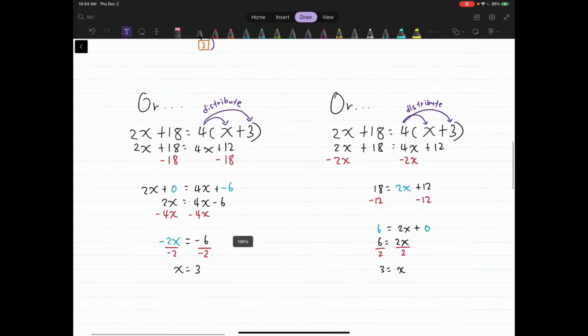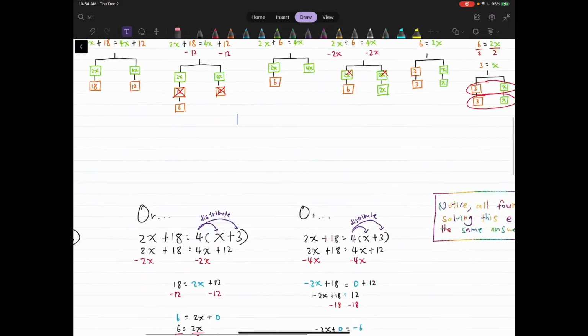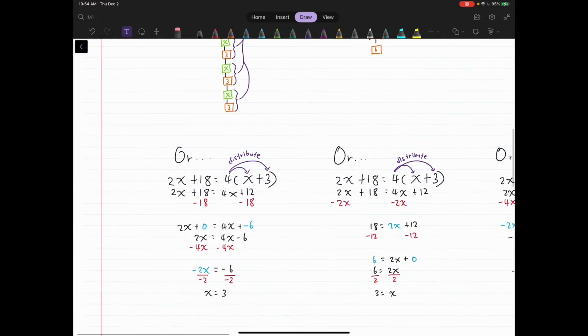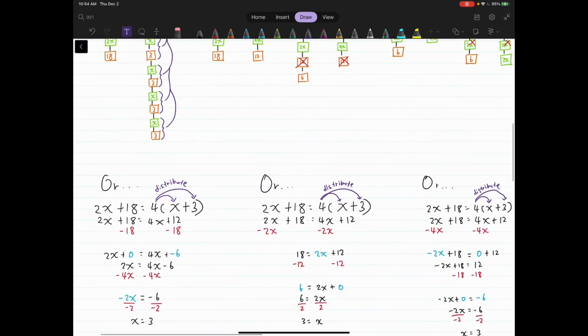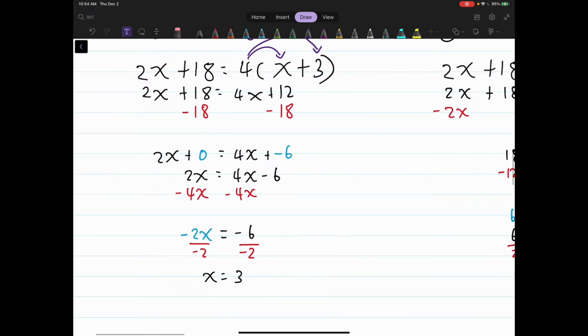Now, I want to show you guys just algebraically how to solve it using the algebra. And there are actually many different ways to solve this multi-step equation. So as you can see, the first thing that I did here is I distributed the 4. 4 times x is 4x, 4 times 3 is 12. So I got 4x plus 12. And I got my 18 here. So I subtract 18 on both sides.